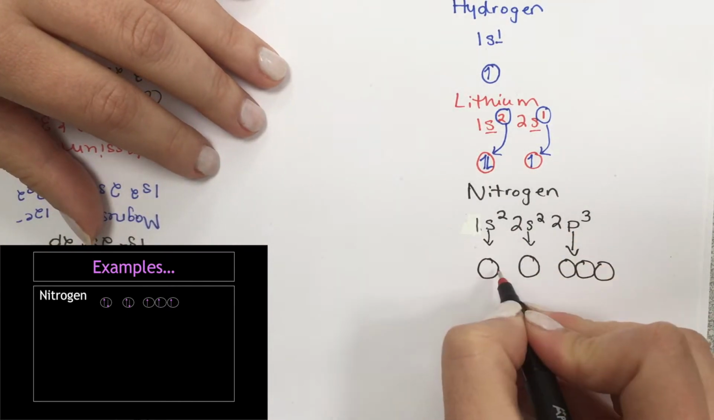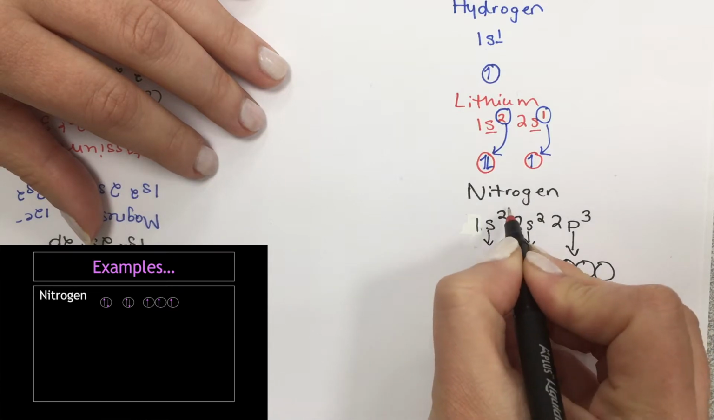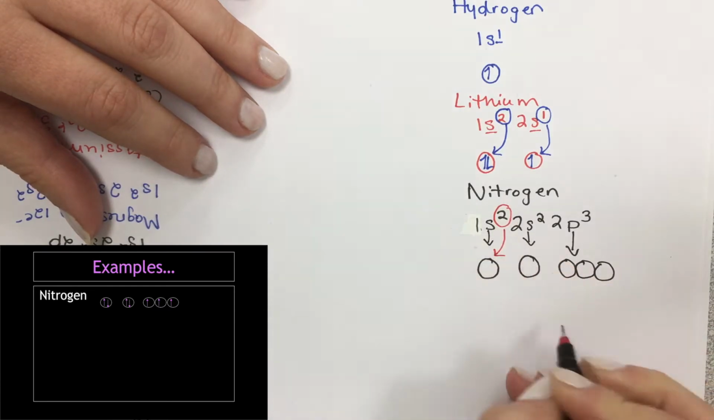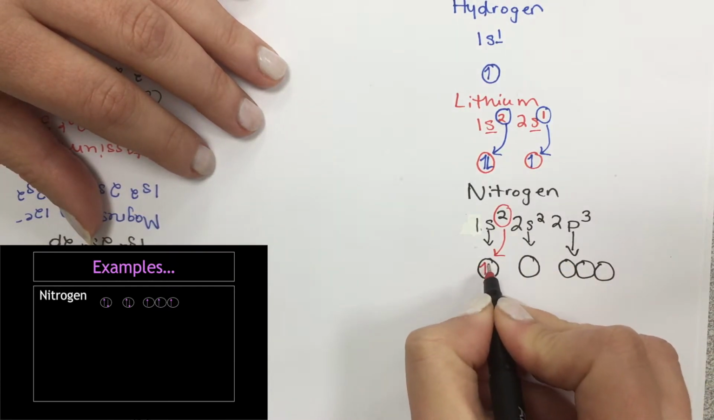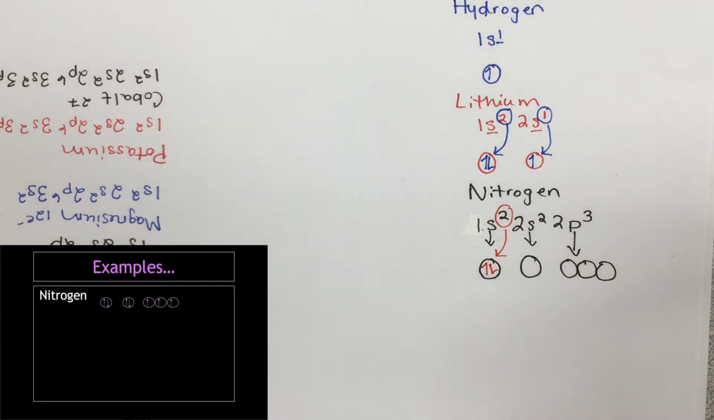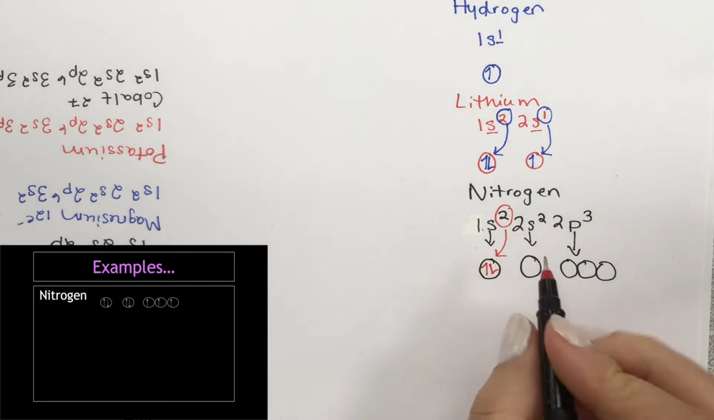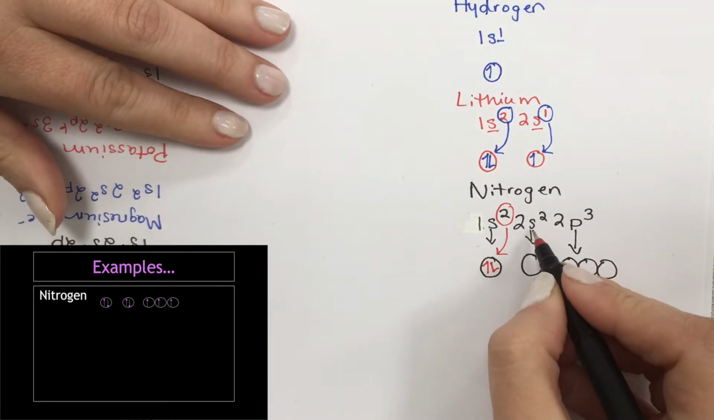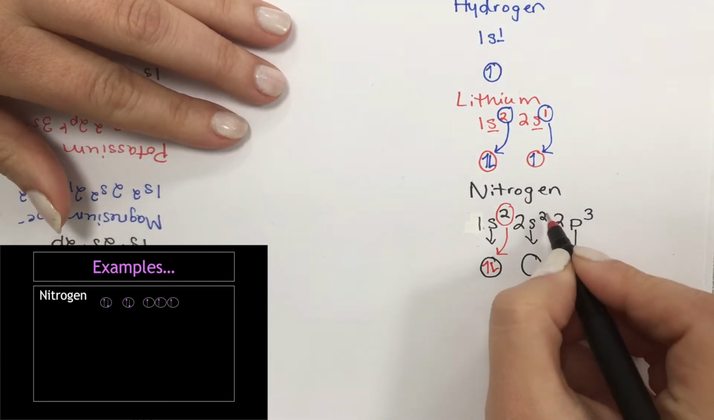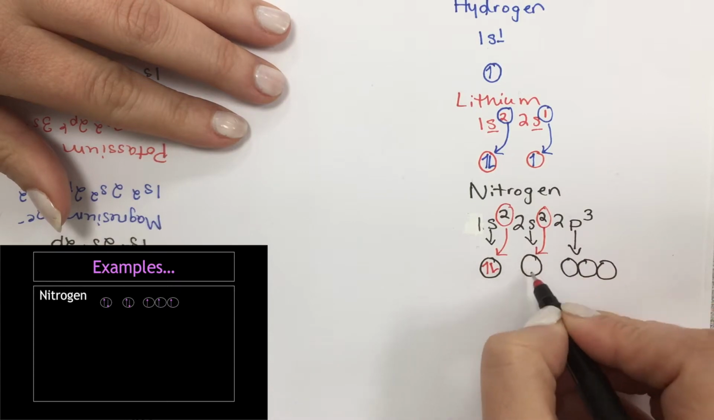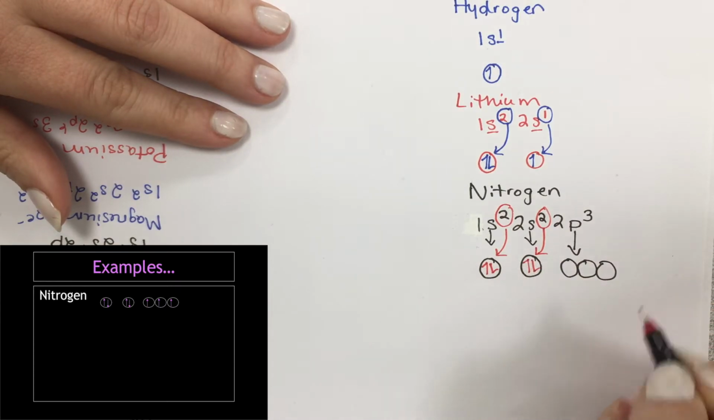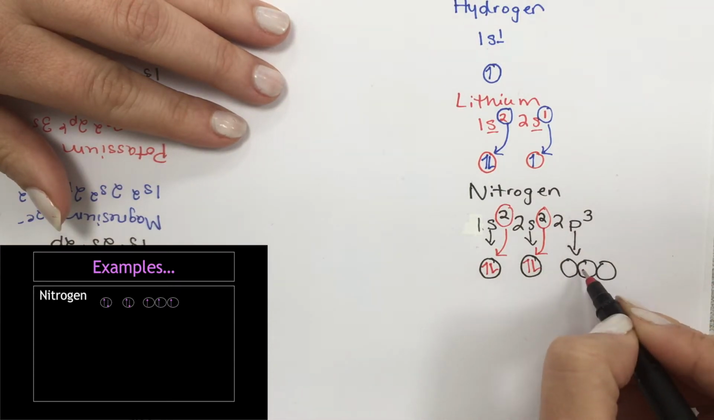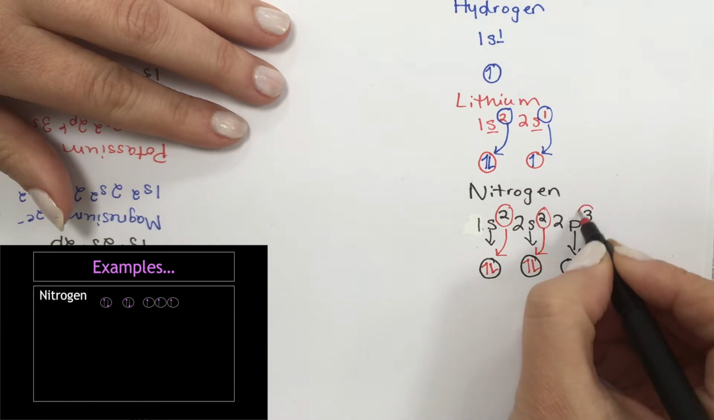In the 1s sublevel, we have 2 electrons, each represented by an arrow. You have to go up and then down. They have to have opposite spins. Then you have the 2s2, so in this sublevel you have 2 electrons as well. Then in the P sublevel, you have 3 orbitals and 3 electrons.